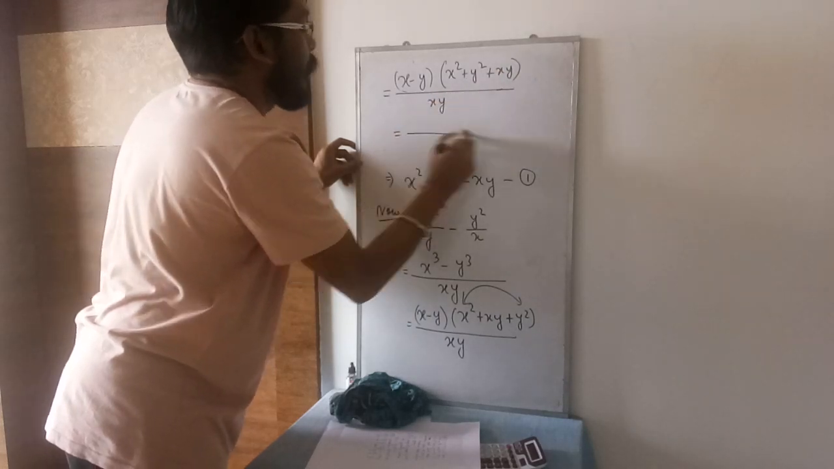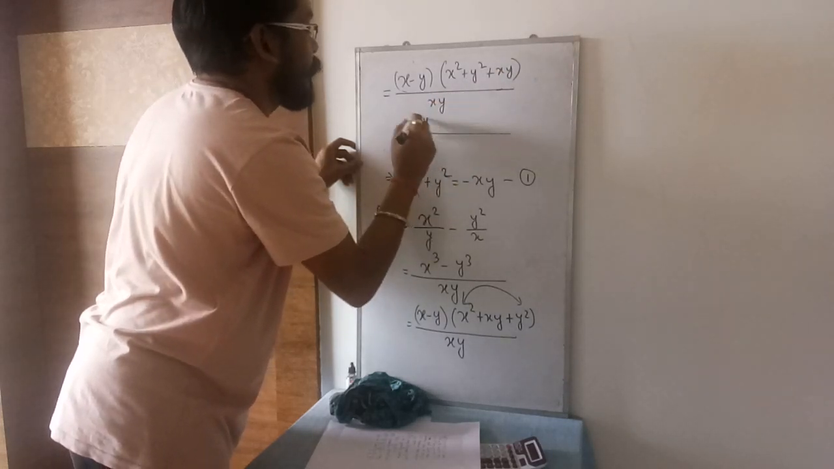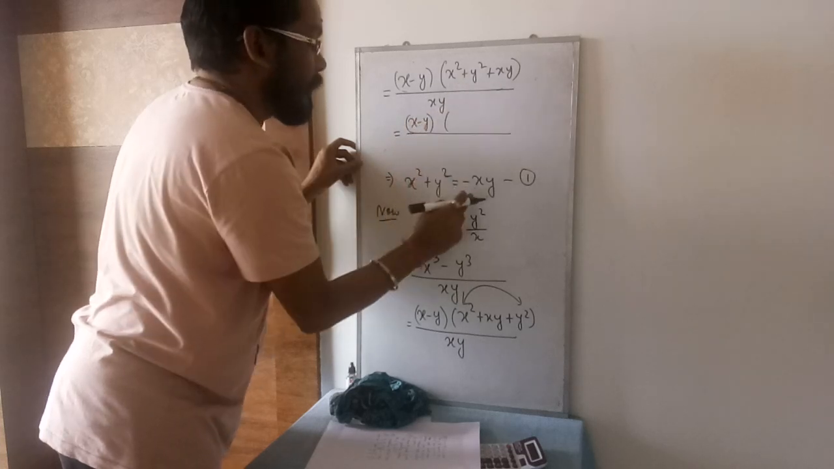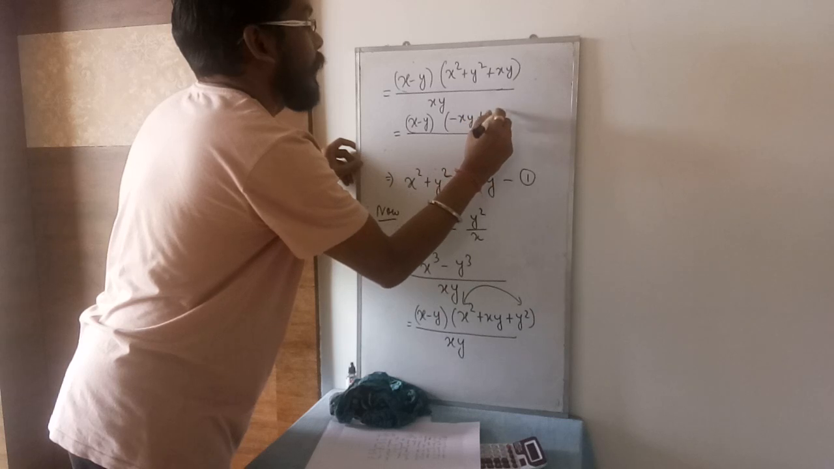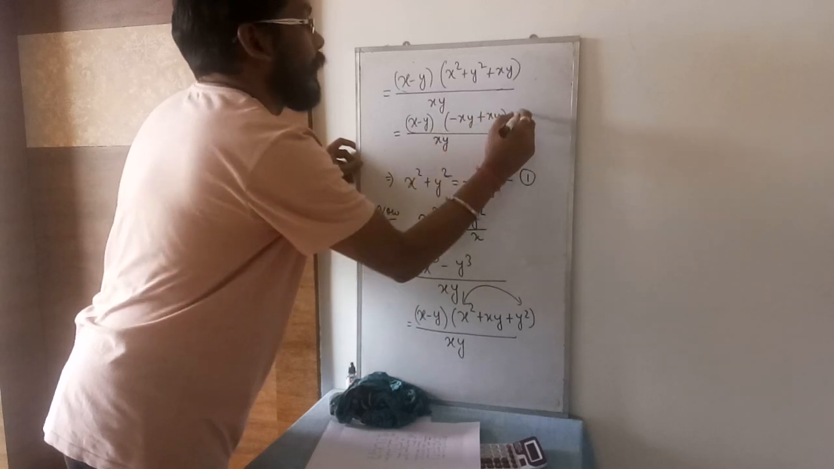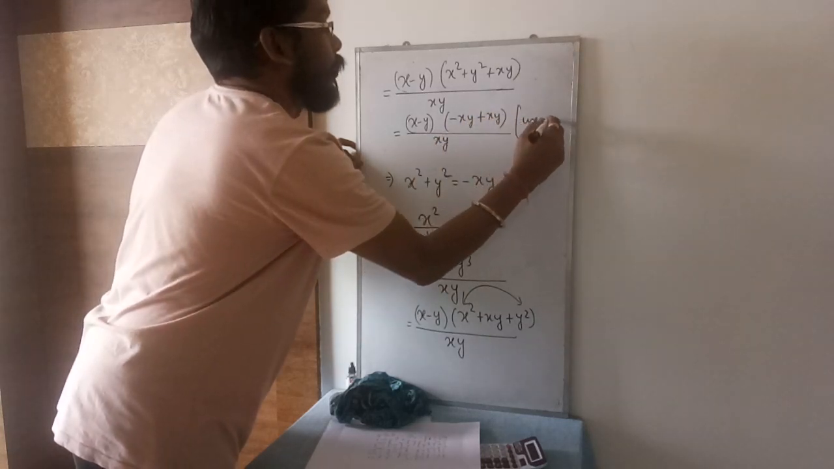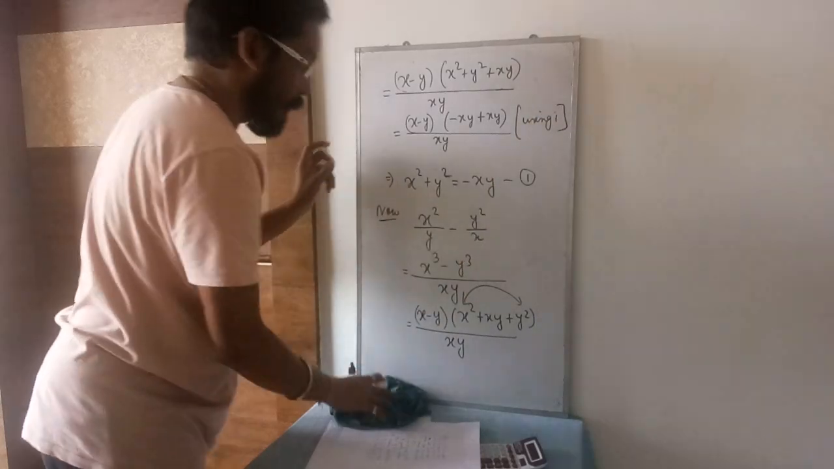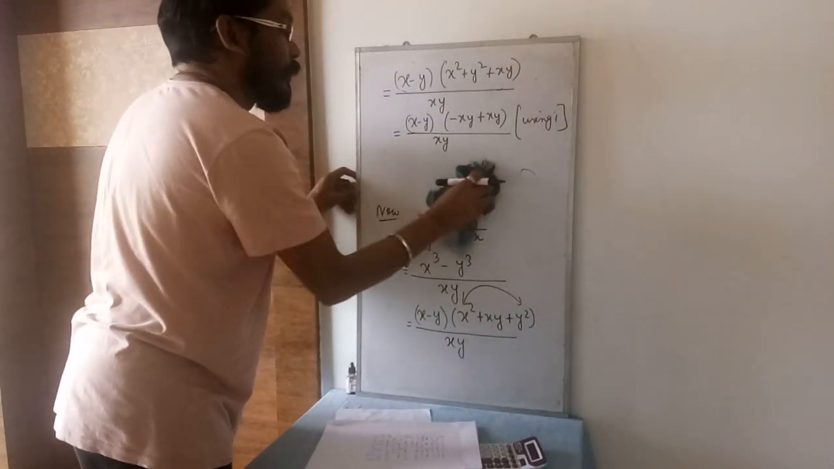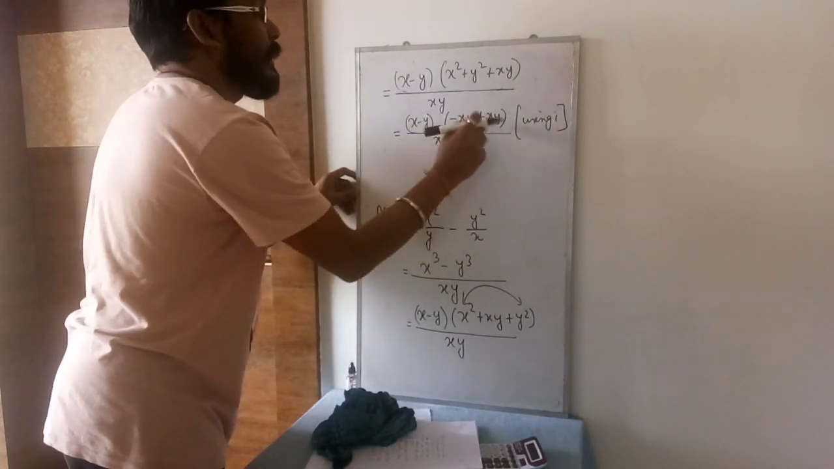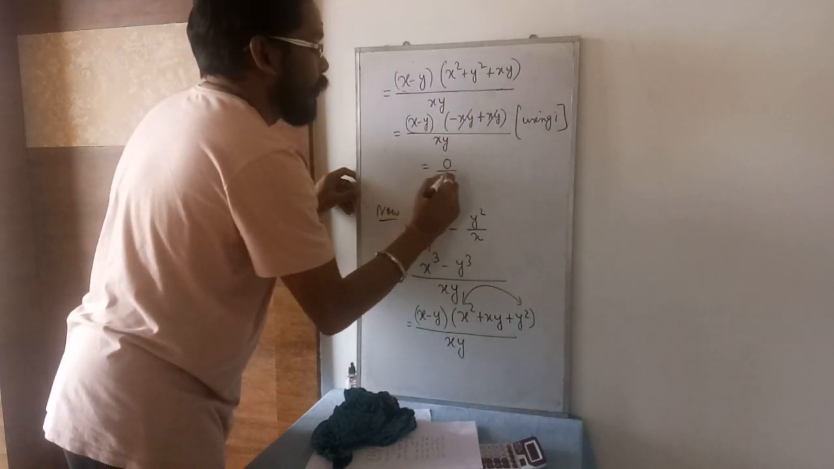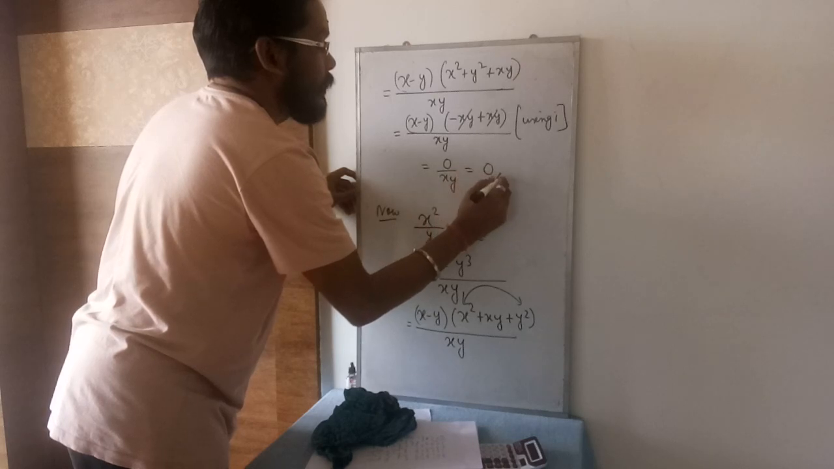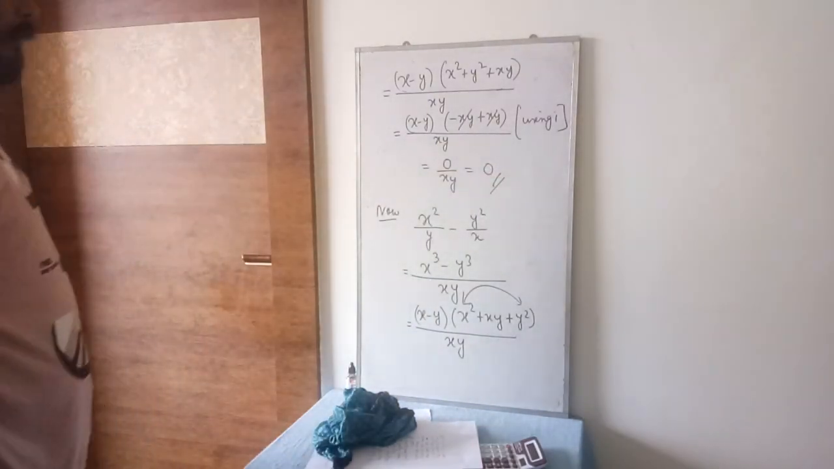So in the next step you see x minus y. Here it is x square plus y square, whose value is given as minus xy, plus xy. Here it is xy. Using equation 1, in place of x square plus y square you have minus xy. So minus xy plus xy will cancel, giving 0. 0 into this is 0, and 0 by xy, so the ultimate answer is 0. Take the screenshot.